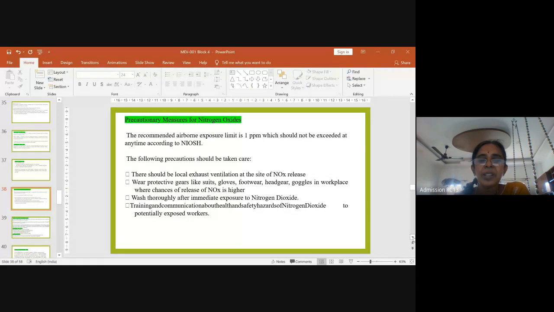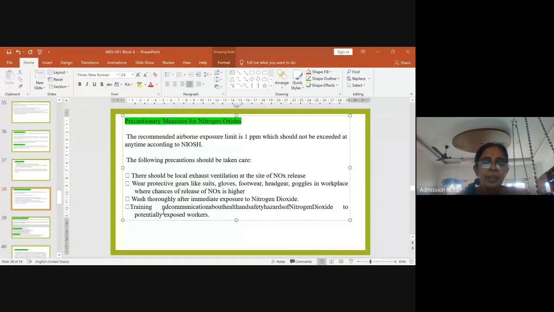So the precautionary measures include local exhaust ventilation and protective gear like suits, gloves, footwear, headgear, and goggles in the workplace, and washing immediately when exposed to nitrogen dioxide. Training and communication about the health and safety hazards of nitrogen dioxide to potentially exposed workers is very important. So these are some of the precautionary measures for nitrogen oxides.